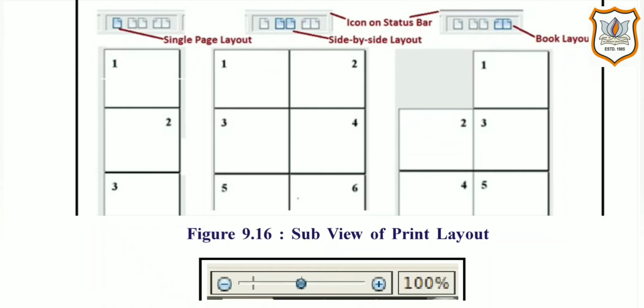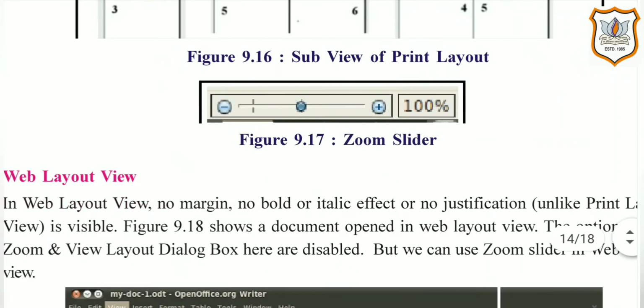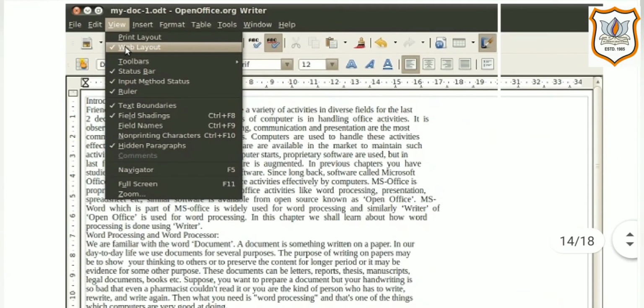Web layout view. In web layout view, unlike print layout view, no margin, no bold, no italic effect or no justification is visible. The figure shows a document opened in web layout view. The options of the Zoom and View Layout dialog box here are disabled. We can use the zoom slider in web layout view.